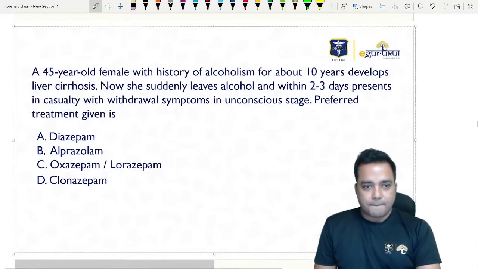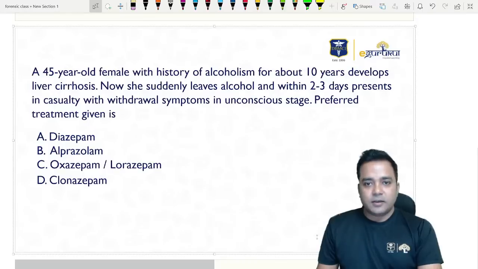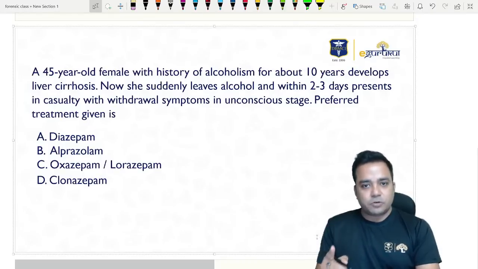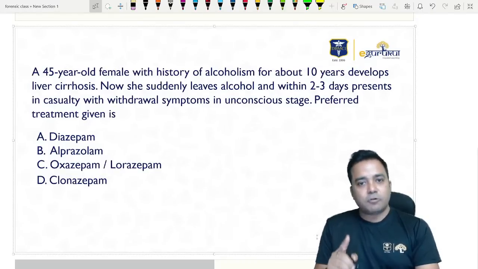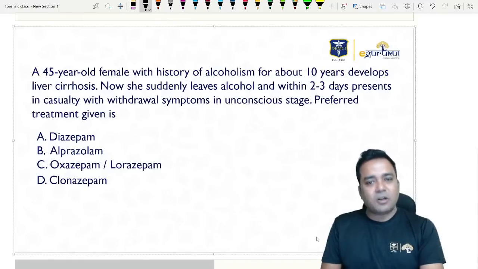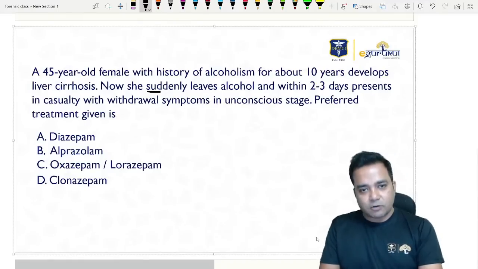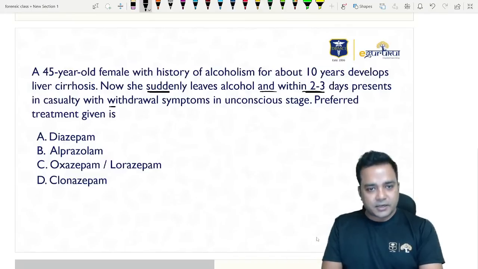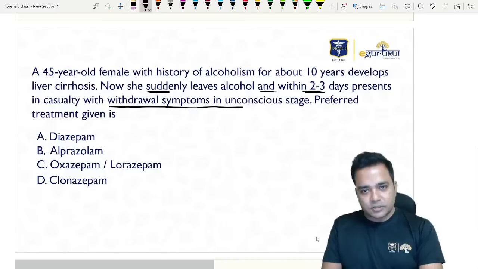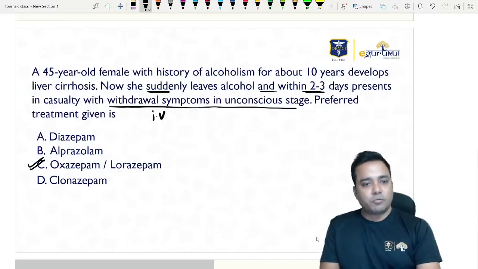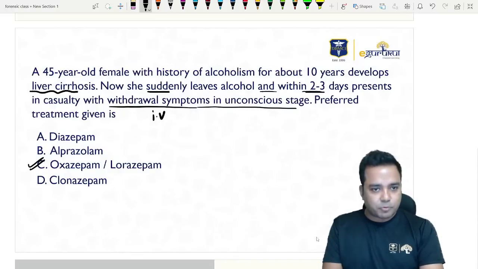Now a 45-year-old female, and as predicted, I told this in the revision express videos too, as well as in viva sessions, that from alcohol you will get 1 or 2 questions, and this is the all-time favorite topic. Sudden alcohol withdrawal at about 2 to 3 days, what will happen in the patient? Here the patient is having withdrawal symptoms and is in an unconscious state, so we will give an IV drug, and the preferred one is oxazepam or lorazepam. So what are the preferred agents where liver is compromised?